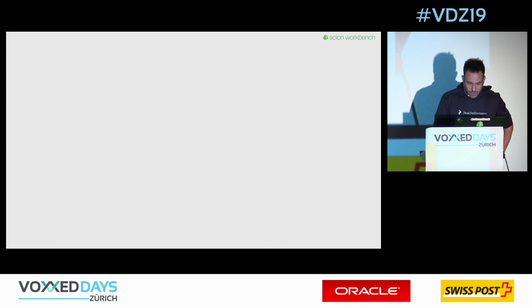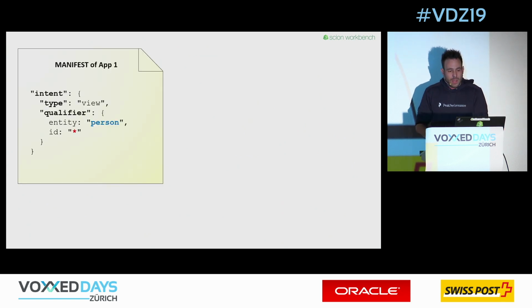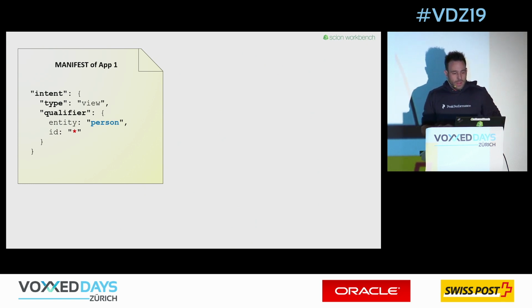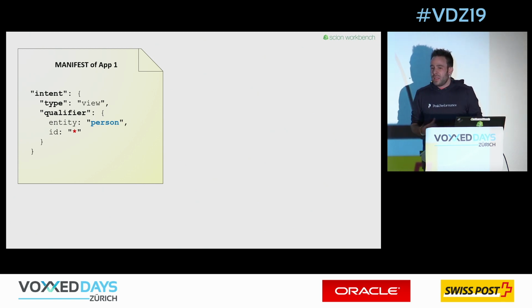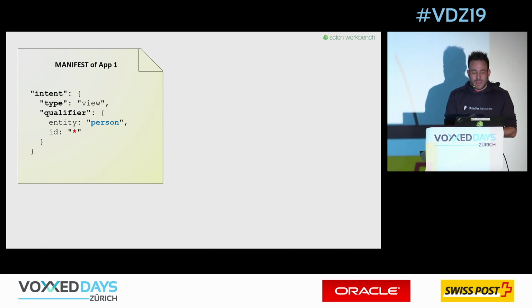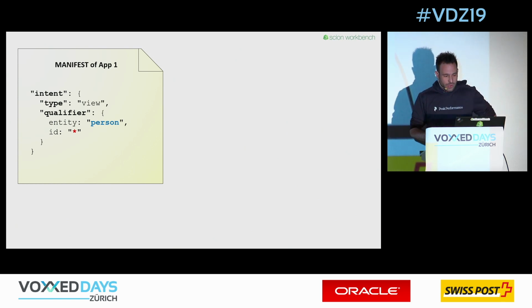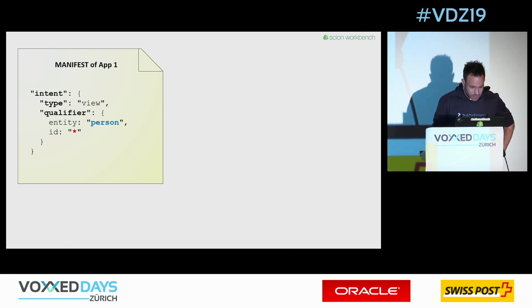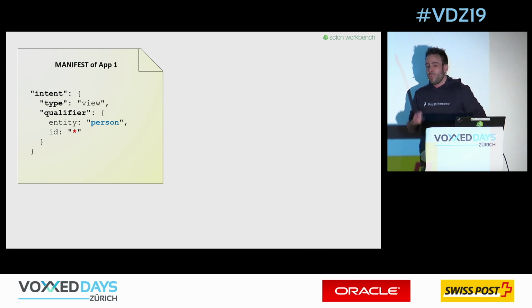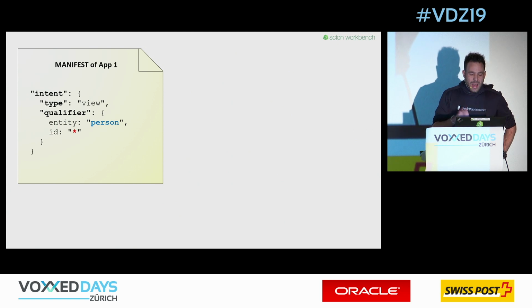So let's have a deeper look into such an interaction example. Here we have the manifest of application 1, and it intends to open a view which is showing a person. But application 1 has no idea about persons, and it also doesn't know which other application provides the capability of presenting a person. Here you see the qualifier, and the qualifier is used for logical addressing. The application simply says in its intent what it wants to do. And here it says, I want to show a person of that specific ID.